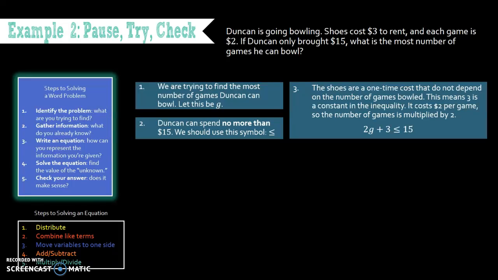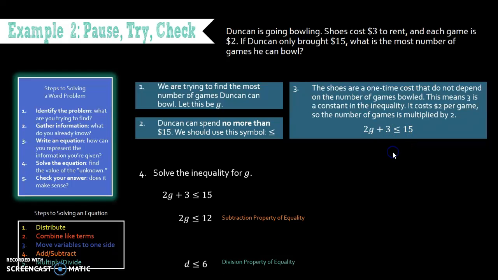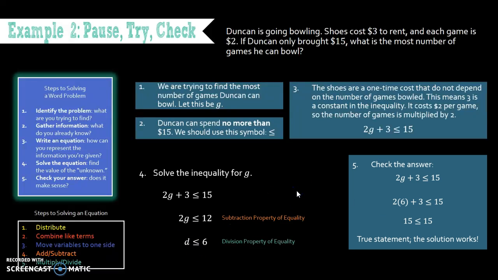It's a constant. We also know that since $2 is our price per game, we're going to multiply that 2 times the number of games. I know that he can spend less than or equal to $15. And then you work through the steps you know to solve the inequality for G. I have a D right here in my final answer. That should be a G. And we can plug in and check.